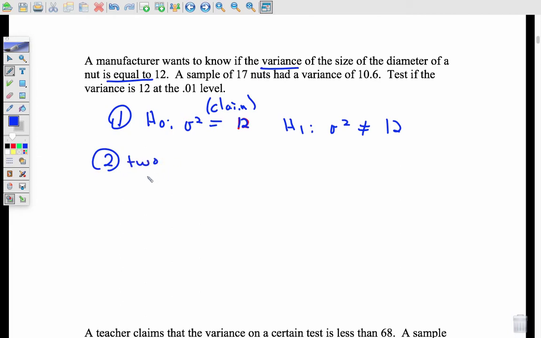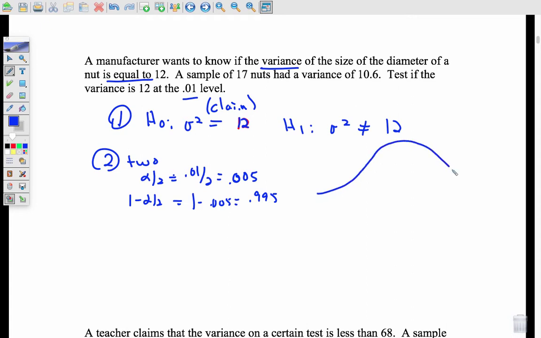You'll note here that we have a two-tailed test, which means we use alpha divided by 2 for a column, and we use 1 minus alpha divided by 2 for a column. Alpha is 0.01 from here, so we divide that by 2. One of our columns that we'll use to find our critical value is 0.005, and one of our columns is 1 minus 0.005 or 0.995. So I'm going to sketch my curve over here, making a note about our curve.